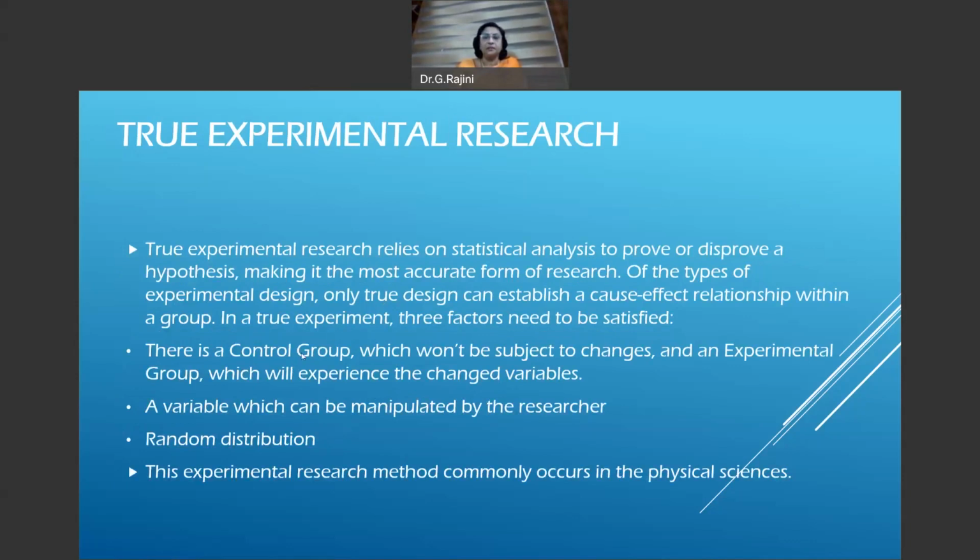Experimental research is the only true design that can establish a cause and effect. So there is a control group which won't be subject to any changes. So you just keep it like that. We are not going to administer anything on that. Only one variable, which is the test group, we are going to manipulate. A random distribution is possible. So this actually occurs in physical sciences.